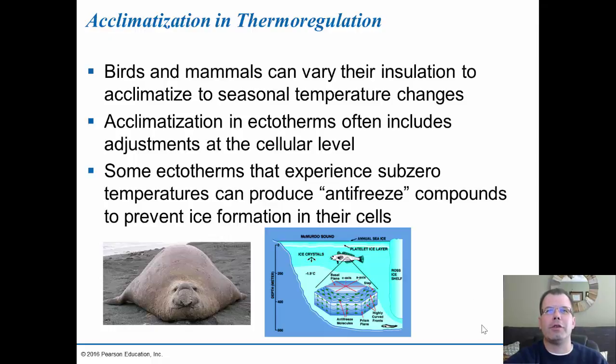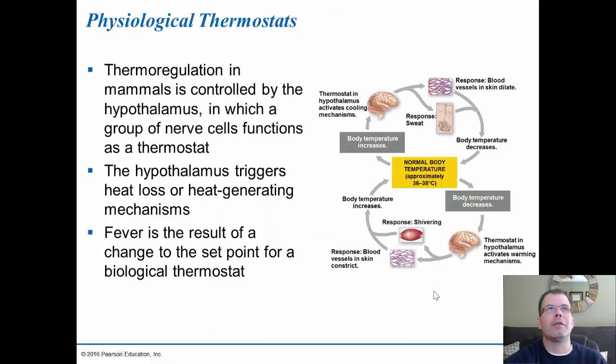And you can see actually ice crystals forming in the water, but the fish doesn't freeze because it has these compounds that allow it to survive and not freeze its cells. And so again, it prevents ice formation in their cells. So pretty cool mechanisms for adaptation in these cases.